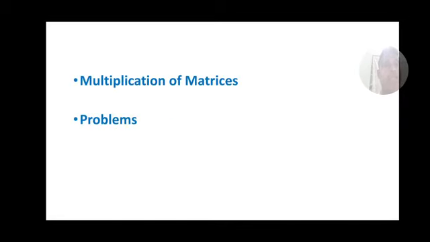Students, in the previous class we discussed addition of matrices, subtraction of matrices and multiplication of a matrix by a scalar. Today's class we are going to learn the multiplication of matrices and problems.